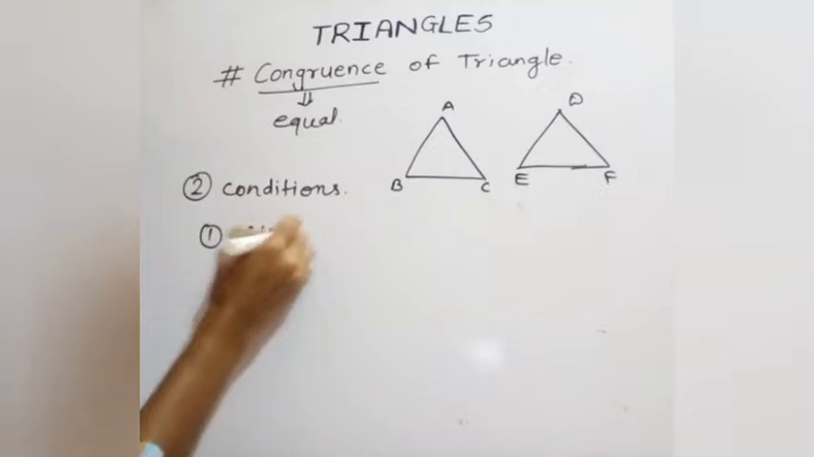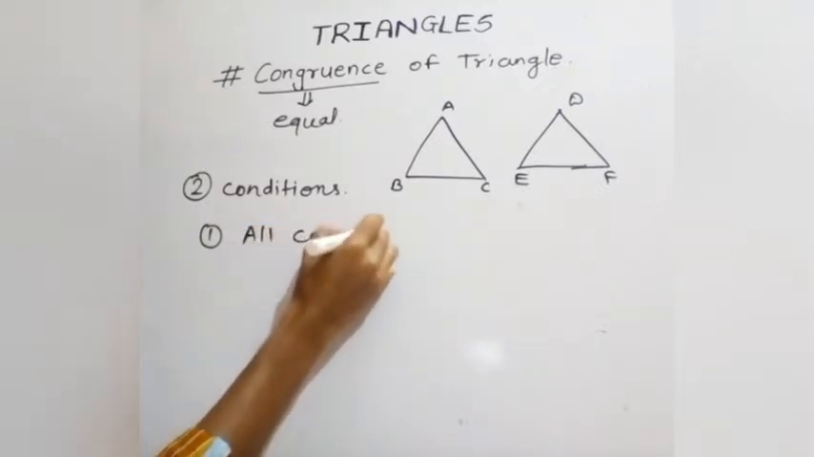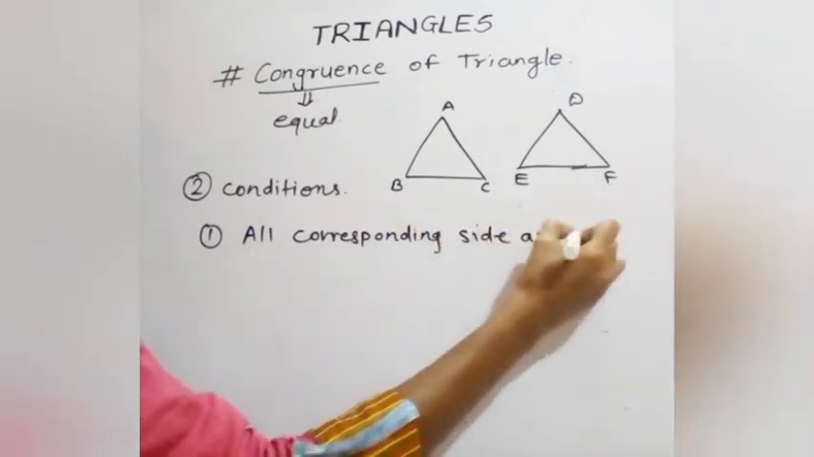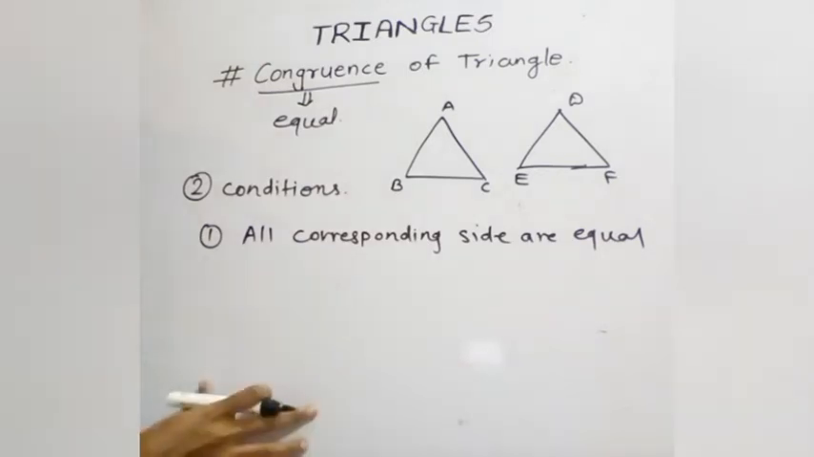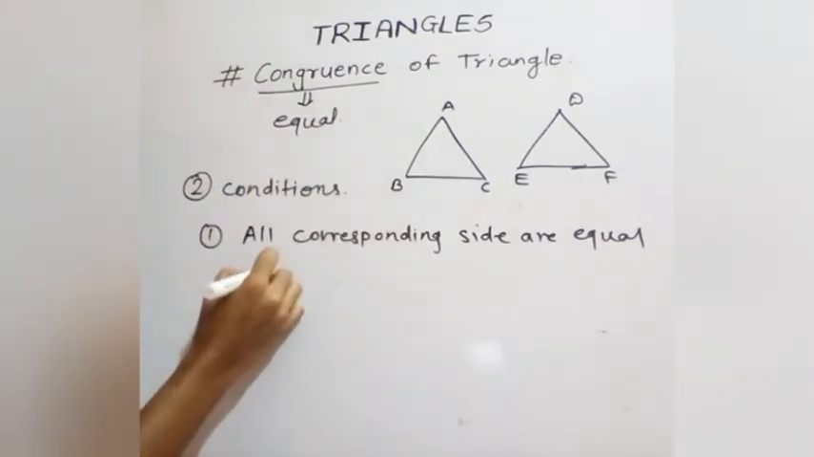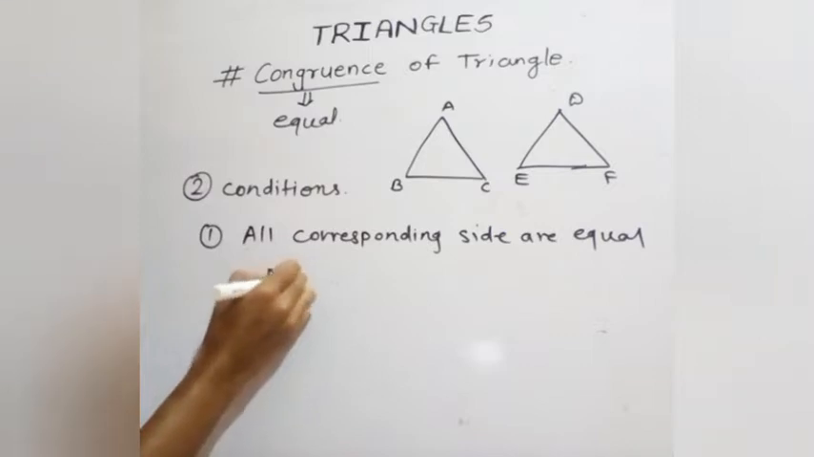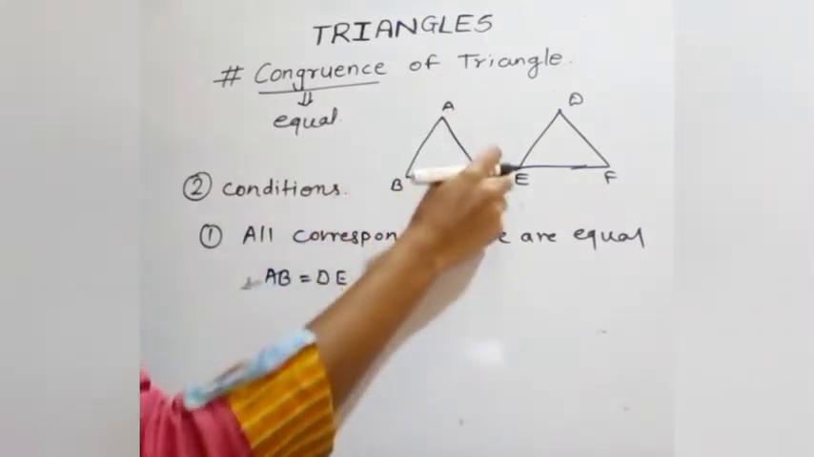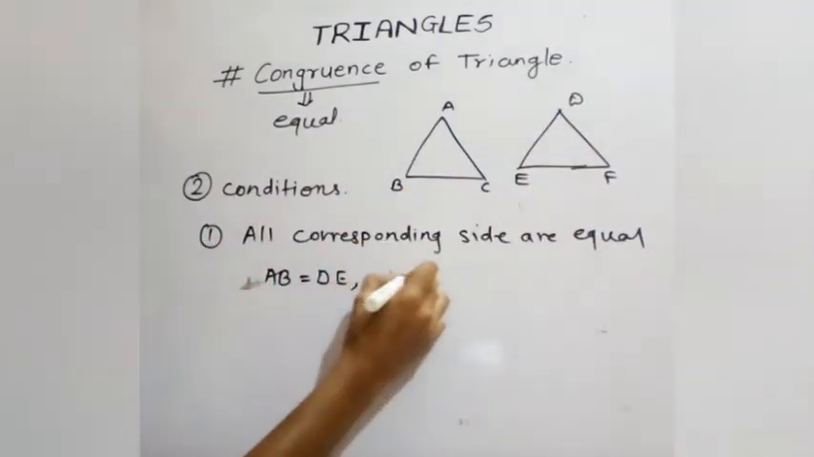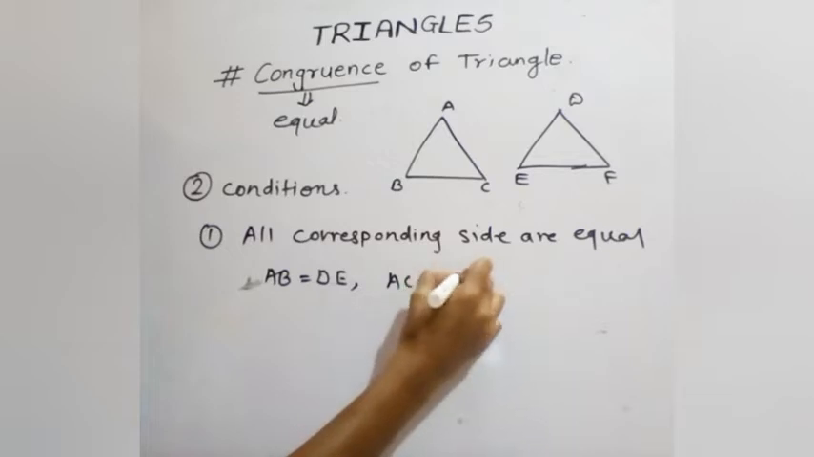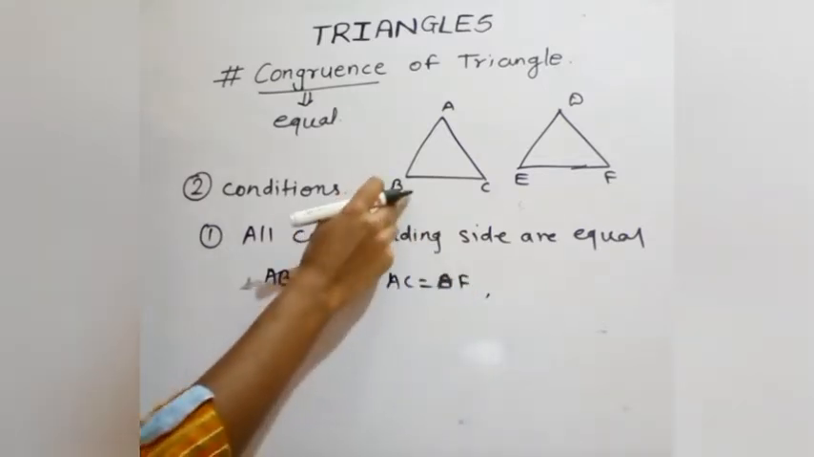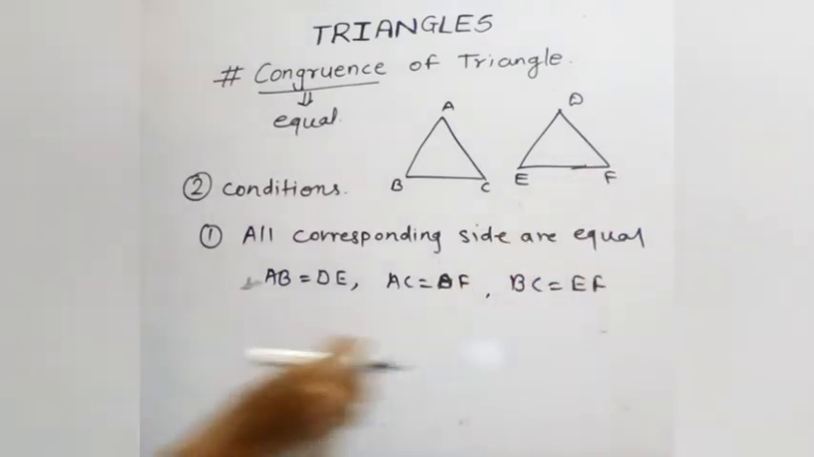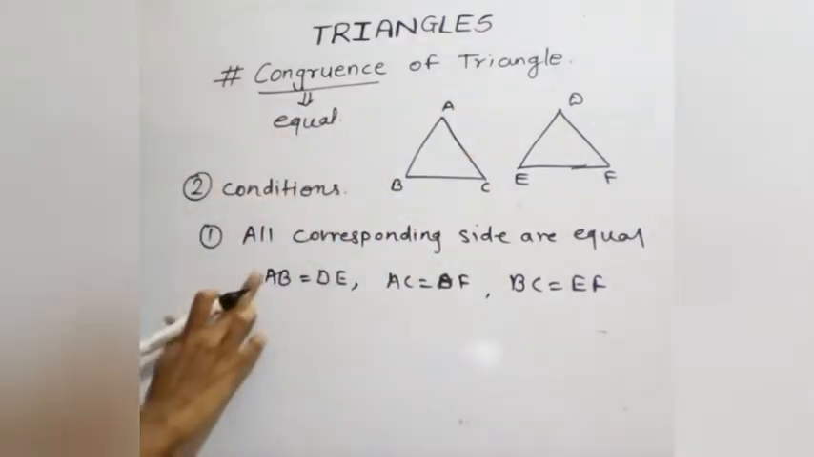So first condition is all corresponding sides are equal. So we can say that side AB is equal to side DE, and side AC is equal to side DF. So AC is equal to DF. Third side BC is equal to side EF. If all these sides are equal, then we can say both these triangles are congruent.